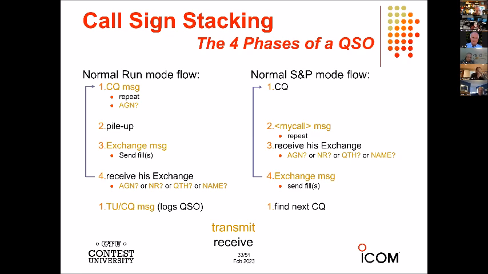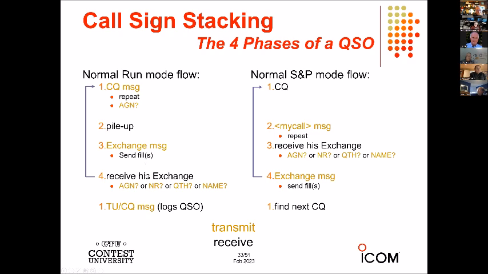And of course, we learned about moments in physics and mechanical engineering. And so I prefer to call these instances within a QSO phases. So in a normal run QSO, or the run side of a QSO, there are 4 phases. There's the CQ phase, you call CQ. Then there's a pileup. Then you send your exchange to one of the stations in the pileup, and then they come back with their exchange, and those are the 4 phases of a QSO.